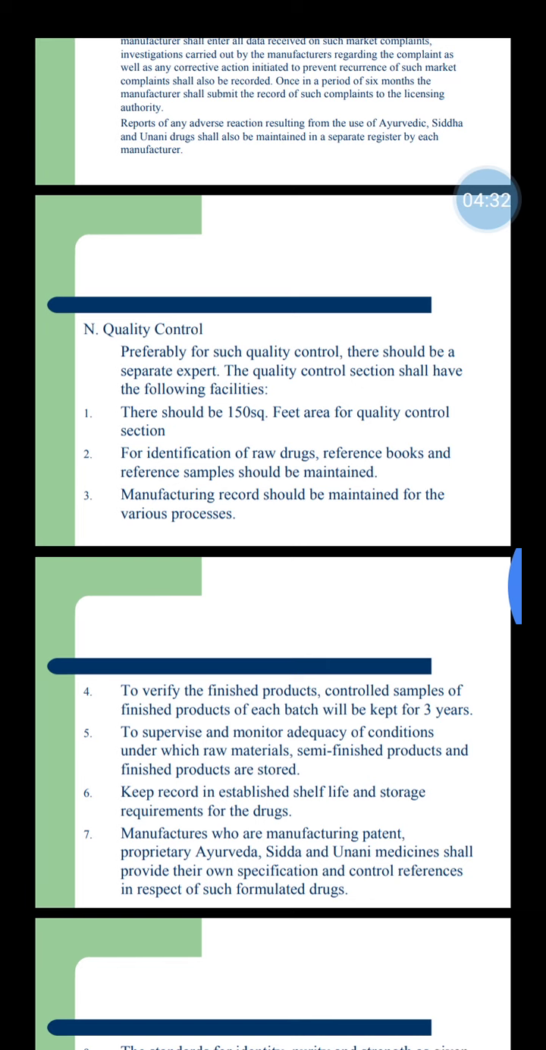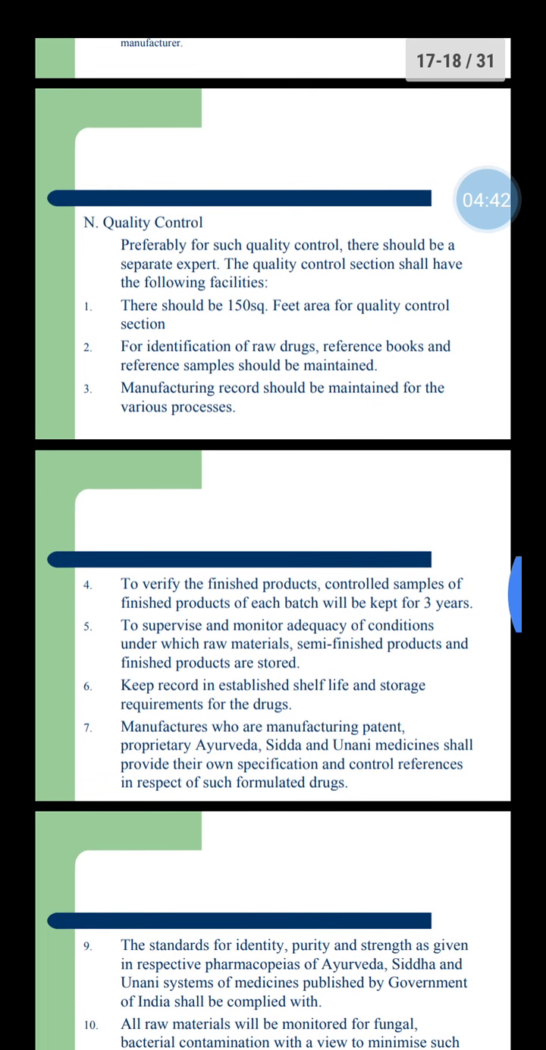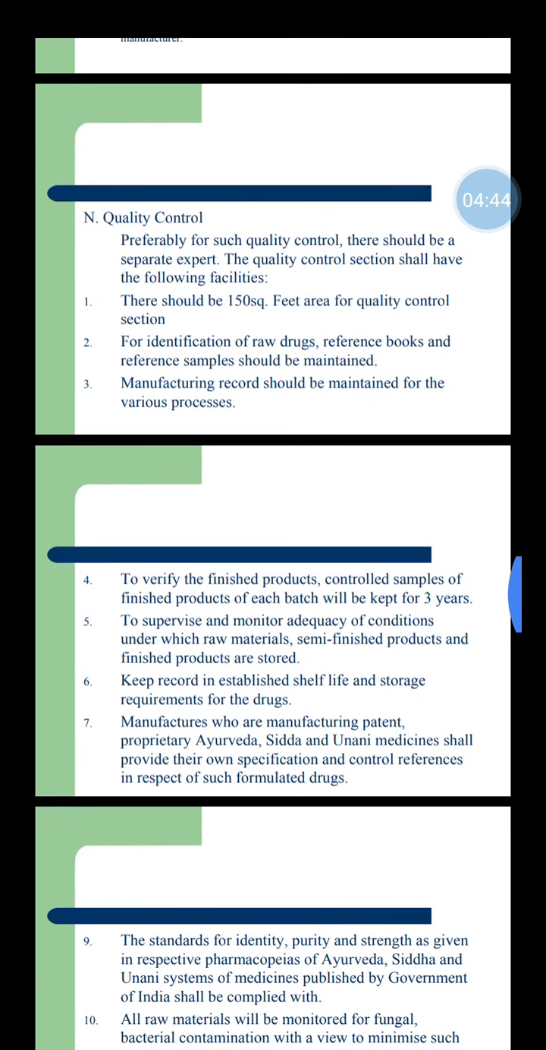Then quality control. Preferably for such quality control, there should be a separate expert. The quality control section shall have the following facilities. First, a 150 square feet area for the quality control section for identification of raw drugs. Reference books and reference samples should be maintained. A manufacturing record should be maintained for the various processes.